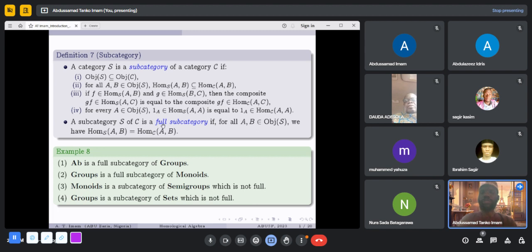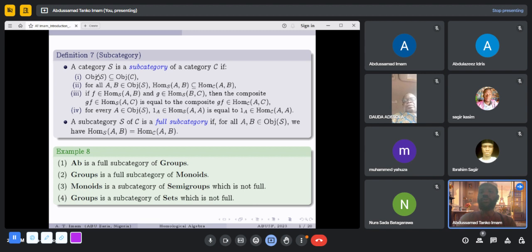And then a subcategory is said to be full if it contains all morphisms between any two objects. That is it. So what we are saying here is, S is a full subcategory if, given any two objects A and B in the category S, the set of morphisms between A and B is the same as the set of morphisms between them in C. So nothing is left out. You see, actually, there may be proper containment here. Some objects in C may not be objects in S. But then any object in S is an object in C.